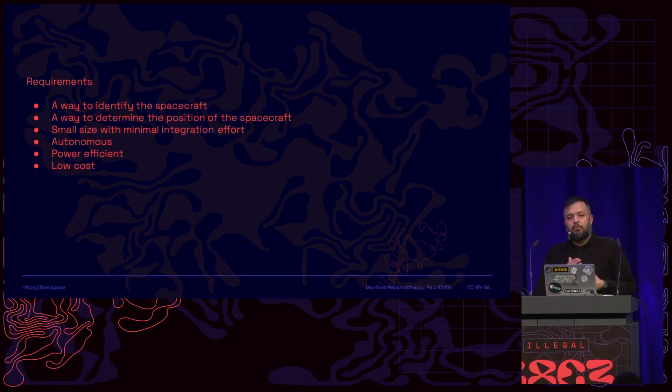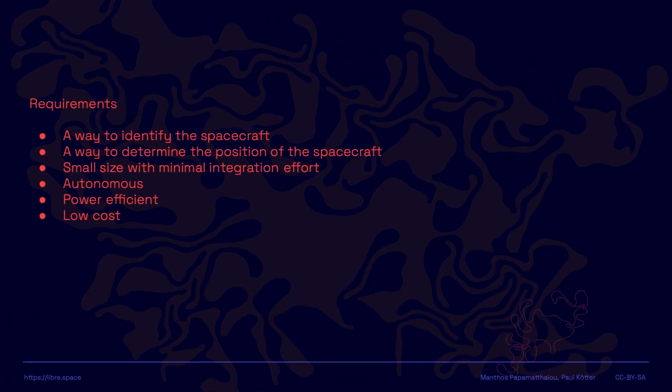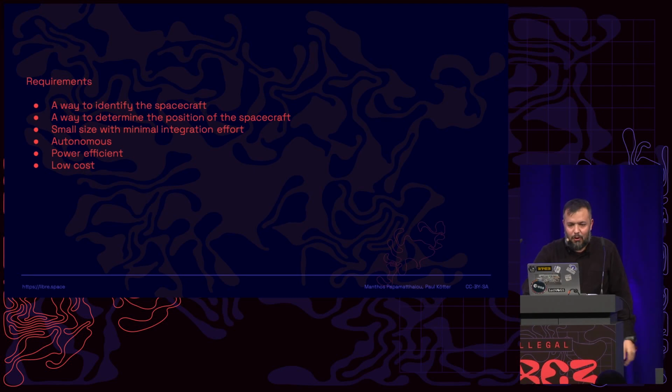So the requirements were a protocol with a way to identify a spacecraft and determine its position, small in size with minimal integration effort from the satellite operator, and autonomous. So if the satellite goes off, the beacon should still be beaconing, independent from the satellite, power efficient, and as always, low cost.